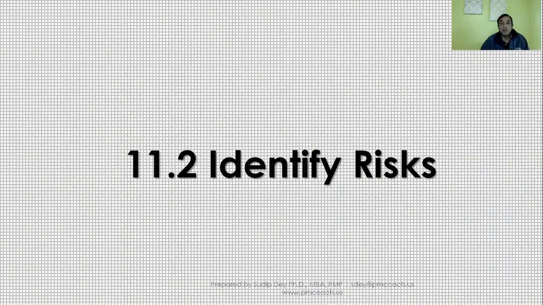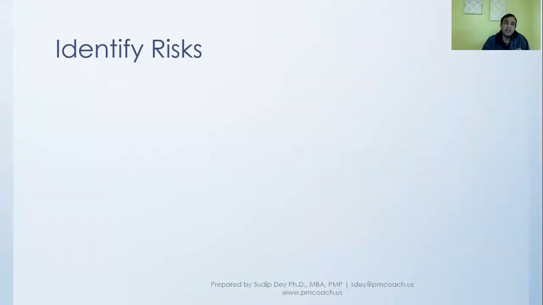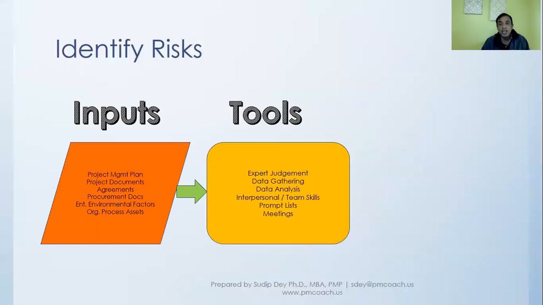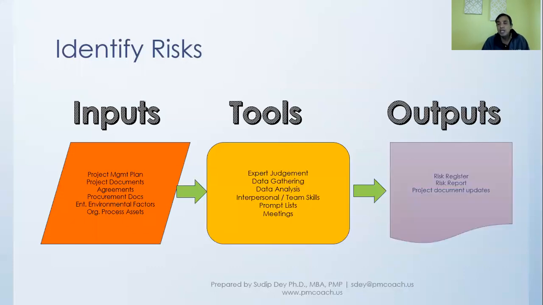So with this, let's move on to our next process, which is identify risk. Now, identify risk, if you look at it as a process, will have different inputs. Amongst the inputs, one definitely will be the risk management plan, which is inside the project management plan. There will be some documents, agreements, procurement docs, and then we'll use different tools. The most important output that we'll get out here is the risk register, and also the risk report.